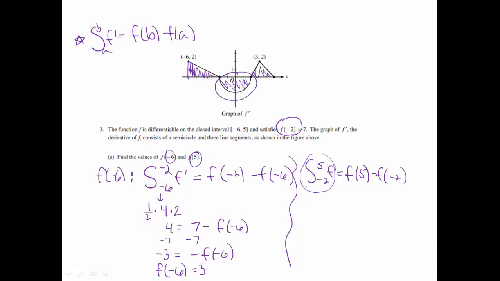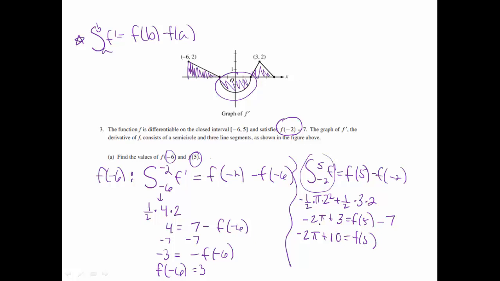I notice this first area is negative because it's below the x-axis, so it's going to be -1/2. It's a half circle, so it's 1/2 pi r squared. The radius is 2, so it's -1/2 pi times 2 squared, plus this triangle. This triangle is 1/2 times the base, which looks like 3, and the height is 2. So this will be -2 pi plus 3. And then it equals, I don't know f of 5, but I do know that f of -2 is 7. Solving for f of 5, I'll add 7 to both sides, so I get -2 pi plus 10 is equal to f of 5.